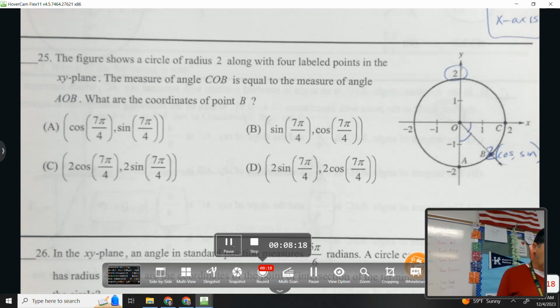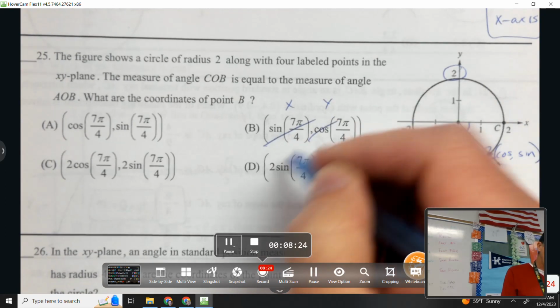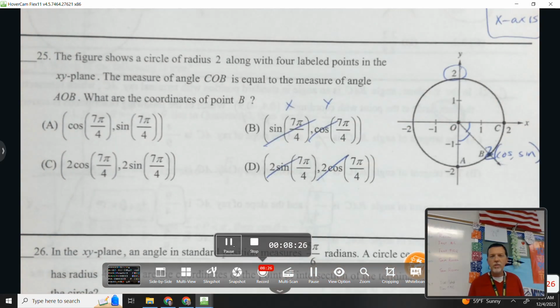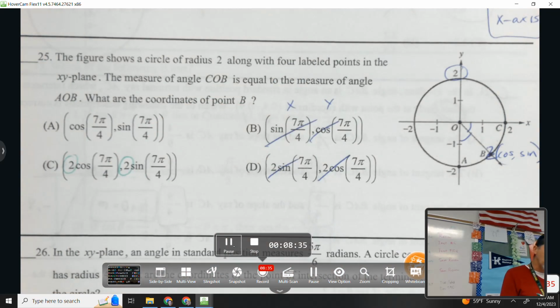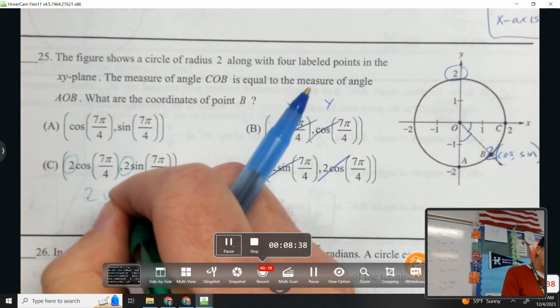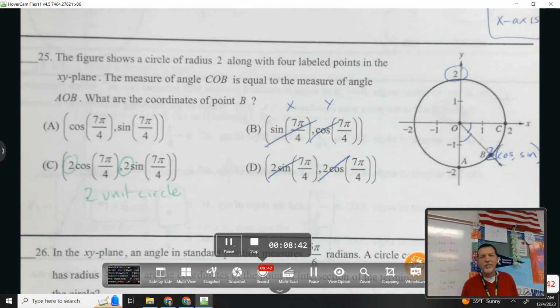So it can't be B or D because that's got the x and y backwards. Right? X is cosine, y is sine. And then A versus C is, do you recognize that it's not the unit circle, it's the 2 unit circle. I guess I was going to say there is no such thing, but there kind of is. The radius is 2. So we would expand it by 2.